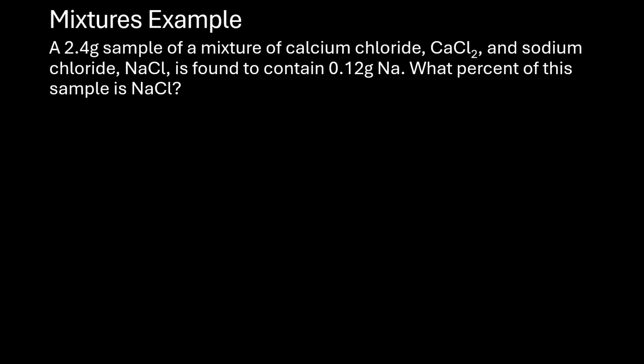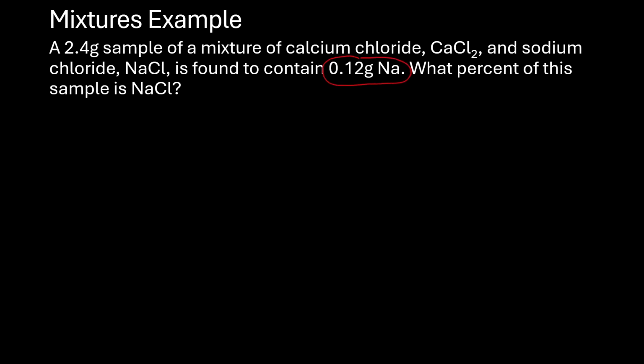In this example, we have a 2.4 gram sample of a mixture, and that mixture contains calcium chloride, or CaCl2, and sodium chloride, or NaCl. This mixture is found to contain 0.12 grams of sodium. The question is asking us what percent of this sample is NaCl. Well, we are given 0.12 grams of sodium. So this number is going to become important. This is where we're going to start.